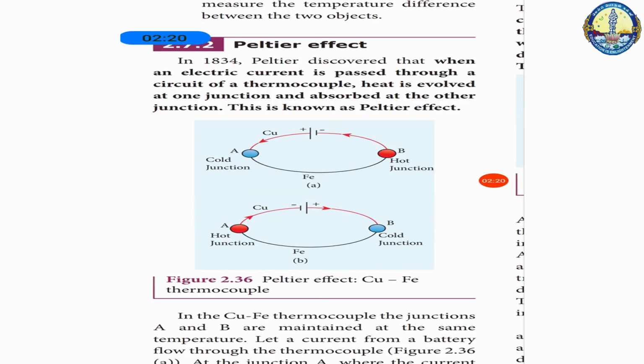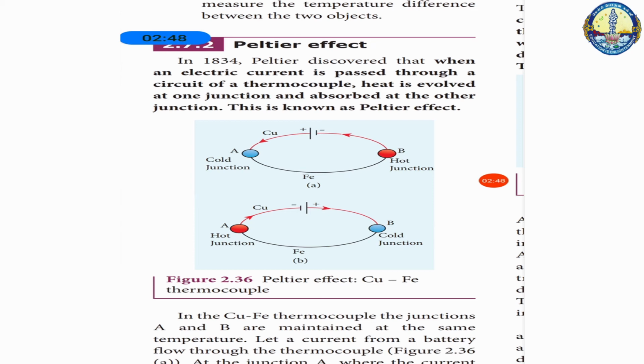Peltier effect. In 1834, Peltier discovered that when electric current is passed through a circuit of a thermocouple, heat is evolved at one junction and absorbed at the other junction. This is known as the Peltier effect. In the copper and ferrite thermocouple, the junctions A and B are maintained at the same temperature. Let a current from a battery flow through the thermocouple.